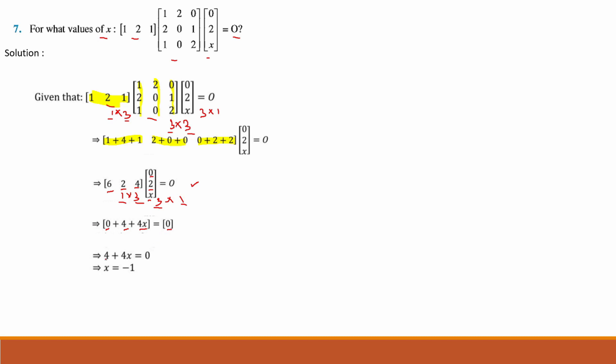तो अब ये equation बन गया है which is 4 plus 4x is equals to 0. That means 4x is equals to minus 4. अब यहाँ पे 4 4 cancel, then x is equals to minus 1. You can pause the video to note this down.